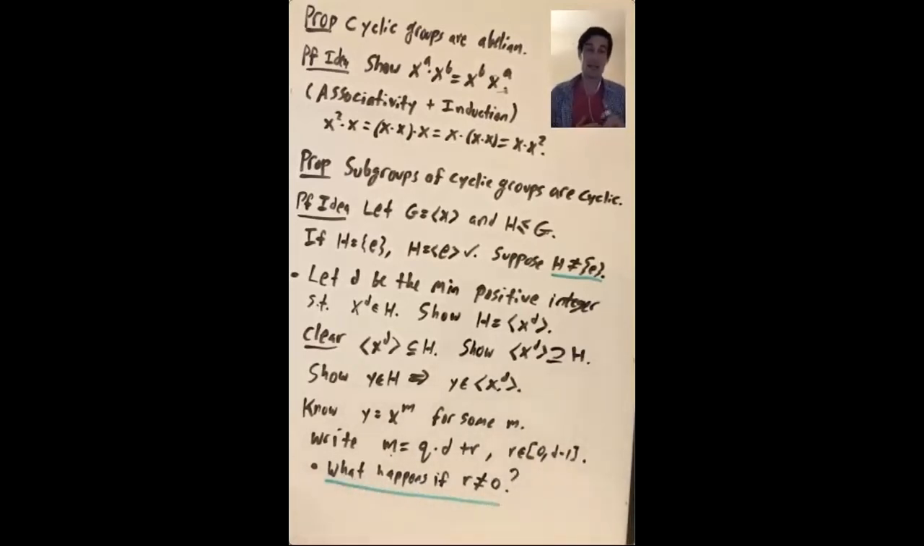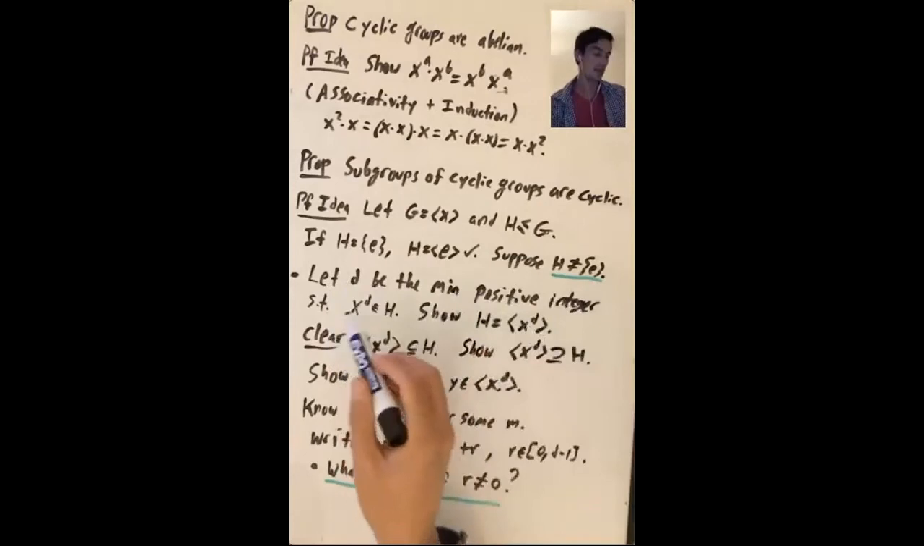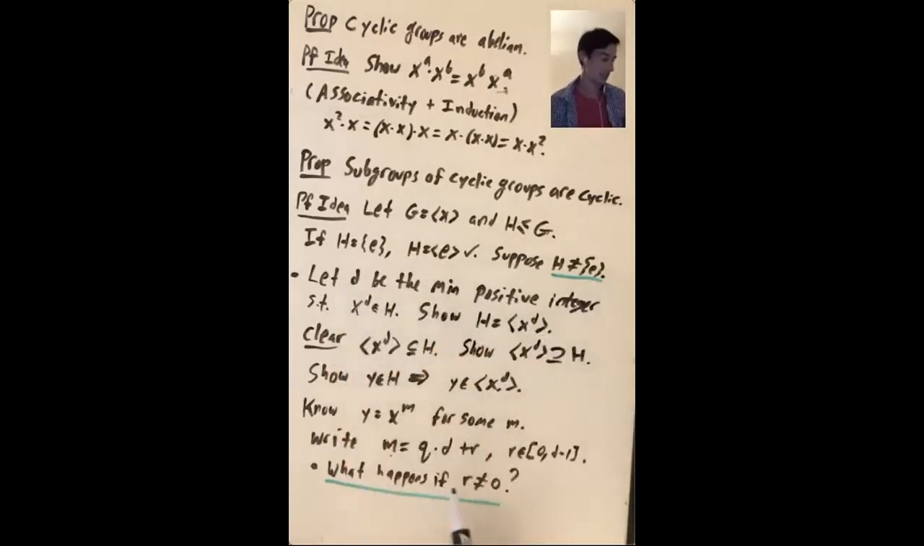And we're going to get a contradiction, and the contradiction is that d is supposed to be the minimum positive integer such that x to the d is in H. If r is not 0, then you can take x to the m, multiply by x to the minus qd, which is in this subgroup generated by x to the d, and we would get that x to the r is in H, and r would be less than d. So that's the contradiction.